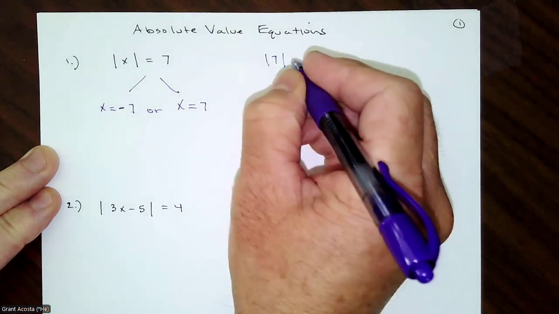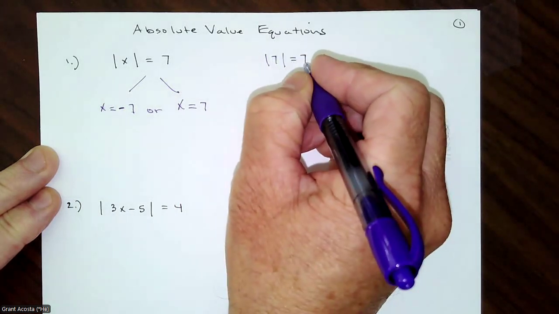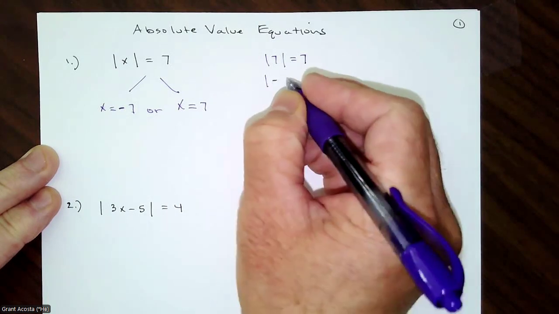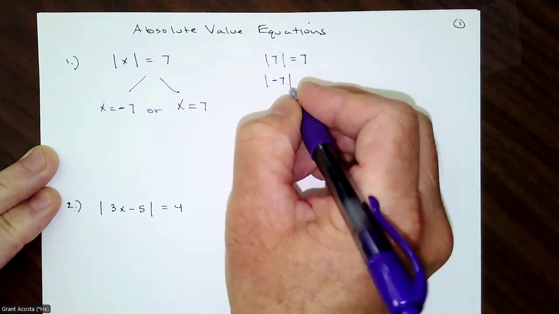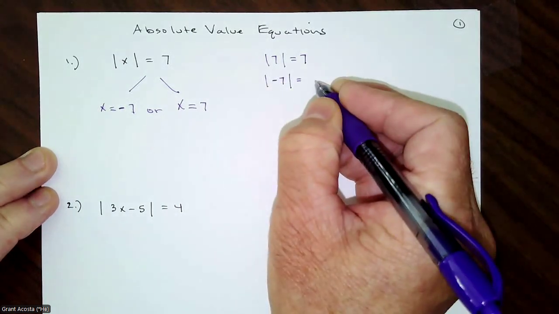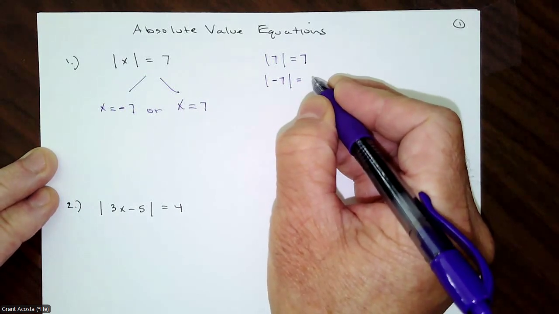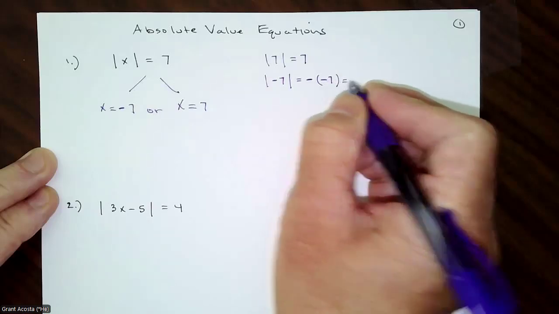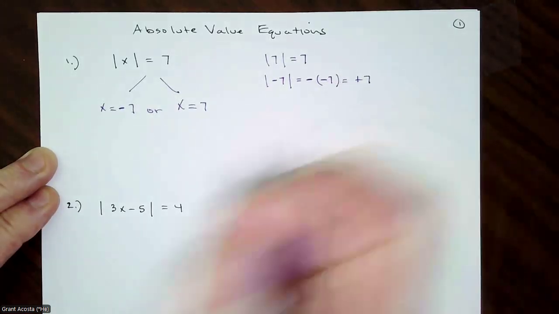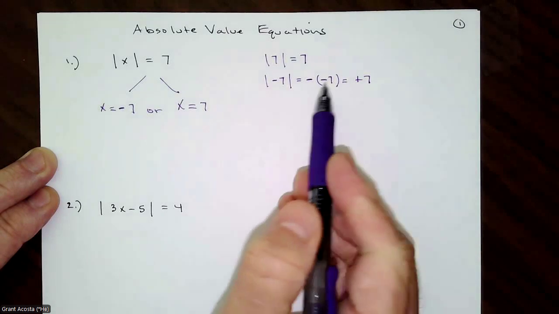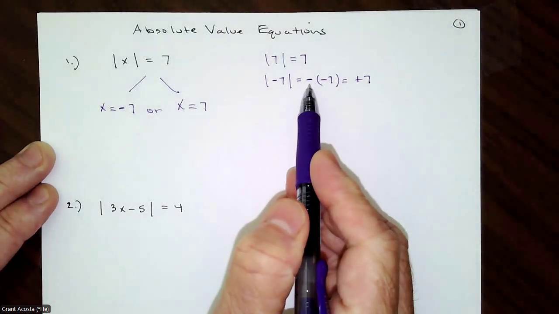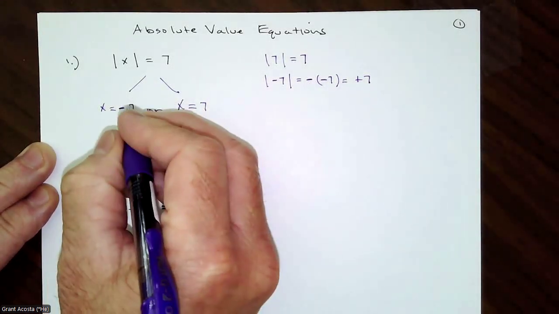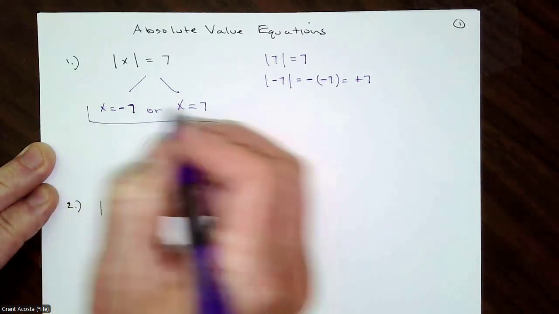If I have the absolute value of a positive number, that's just equal to itself. But if I have the absolute value of a negative number, it's going to make it positive. It's going to become +7. In other words, it's going to become the negative of -7, which is +7. Okay. More about that later. Actually, this idea is kind of important, but that's generally how we'll solve equations.